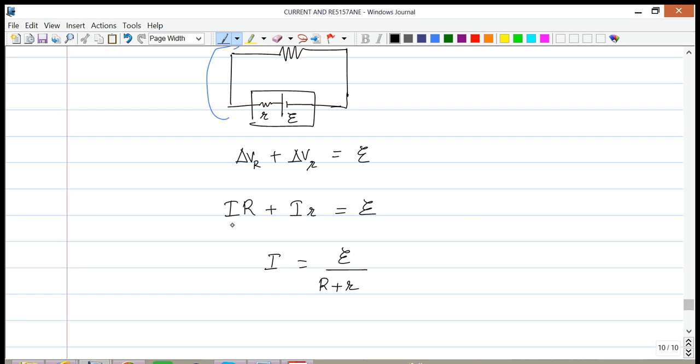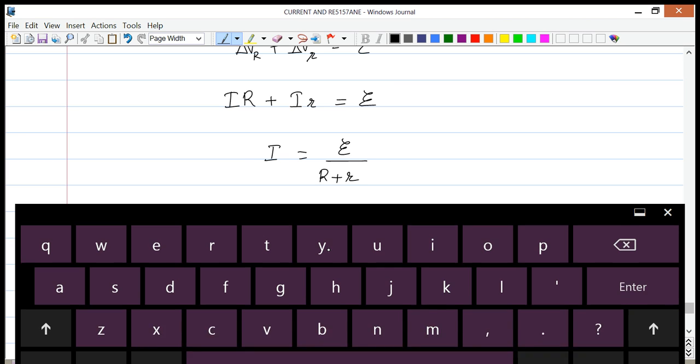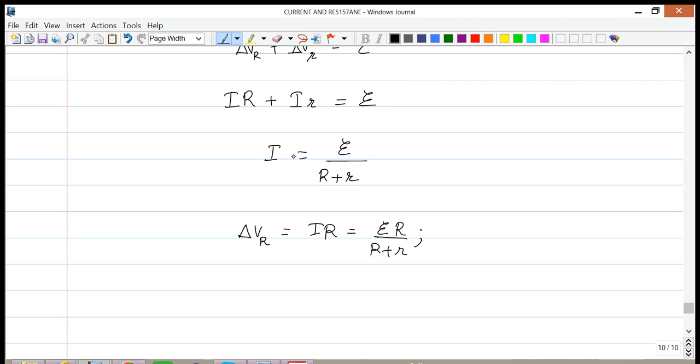In the absence of the internal resistance, the current would end up being E divided by R. Now, in addition to this, we can figure out the voltage across the load resistor, and that would be equal to I times R, which equals E times R over R plus lowercase r. We can also figure out the voltage across the internal resistance, and this would be E times lowercase r over R plus lowercase r.